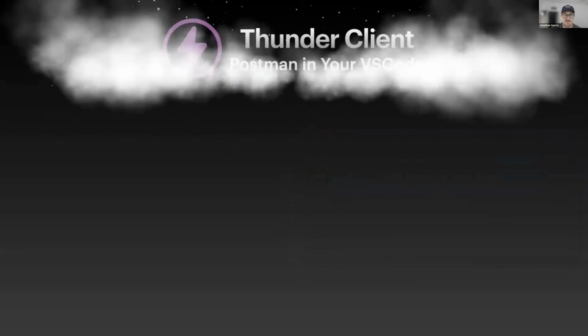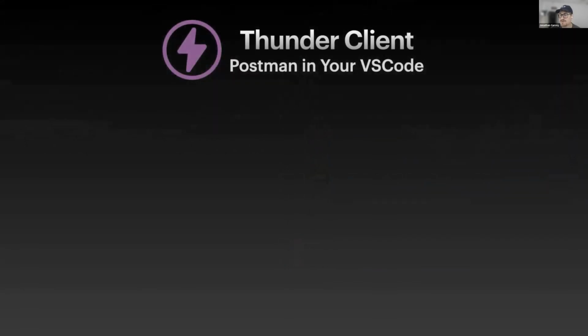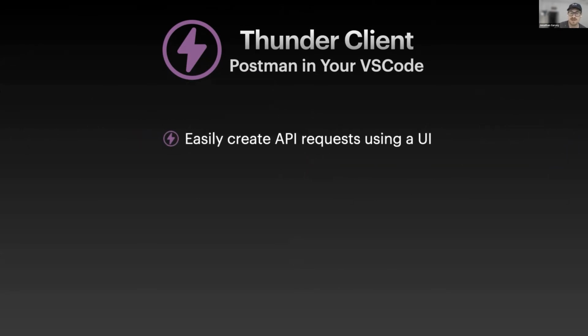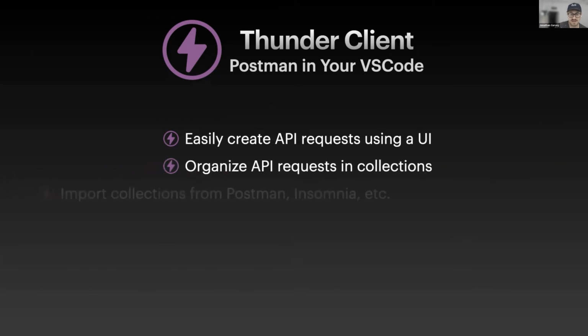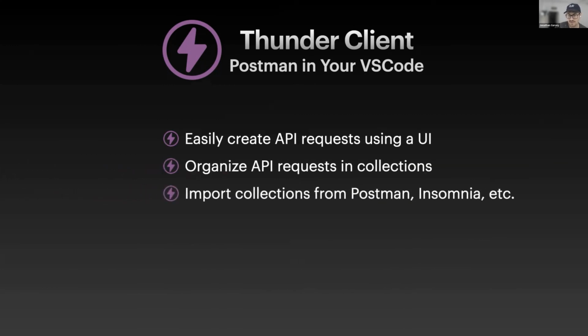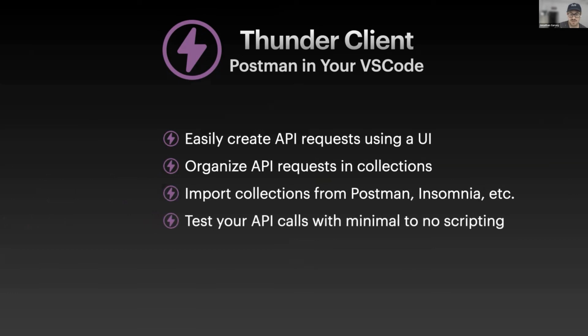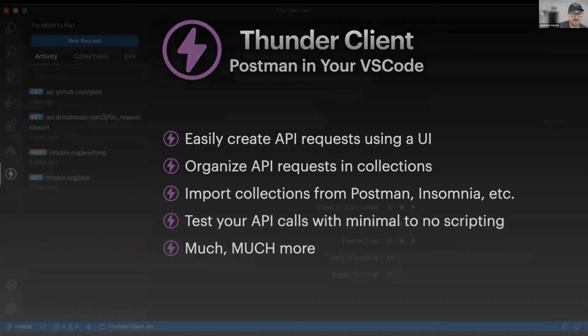This next tool is called the Thunder Client, which probably wins the best name award in my list, although it's ironic that their logo is lightning. Anyway, this is basically like Postman in your VS Code. You can easily create API requests using a UI. You can organize your API requests in collections, import collections from your other REST clients that you've used, test your API calls with a UI with almost no scripting, and much, much more.